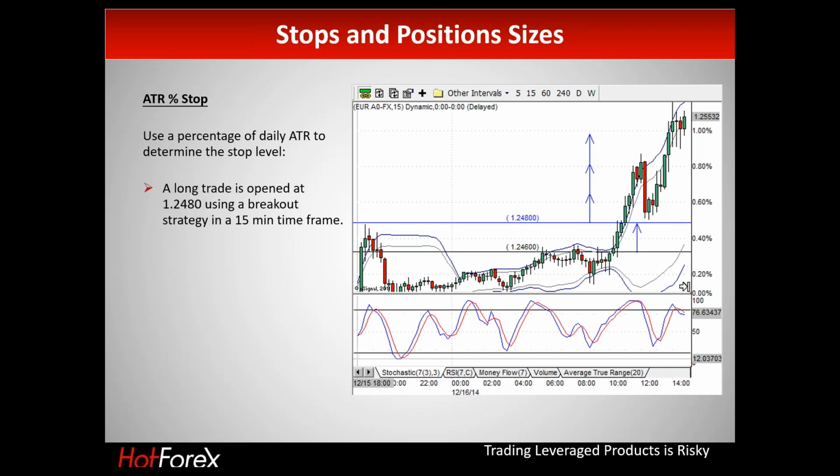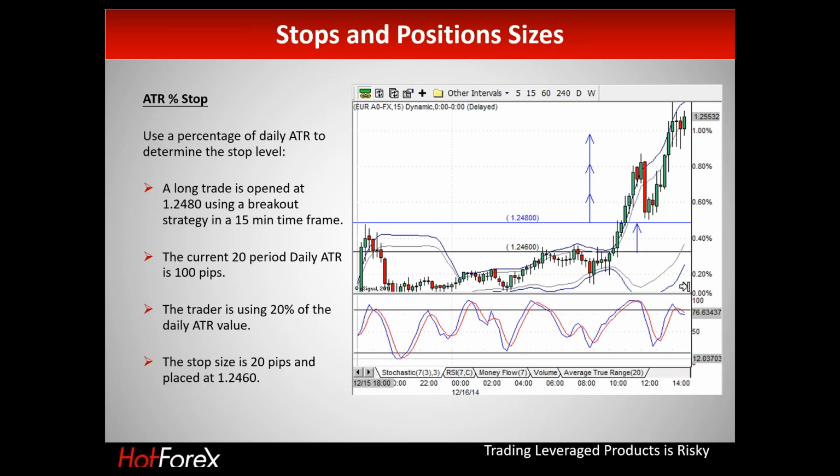With ATR, you can also use a percentage of it. For example, over here, the asset was in range. By identifying the upper line of the range, the initial resistance was 124.6 and the other resistance is at 124.80. A long entry was taken as soon as the asset managed to break that resistance at 124.80. So a long position was opened on this breakout.